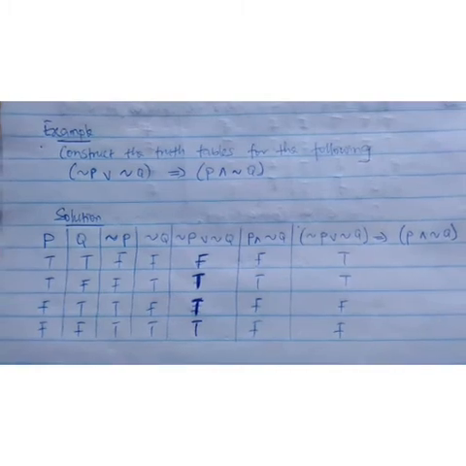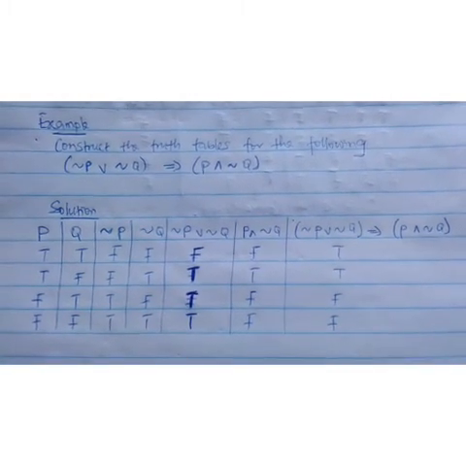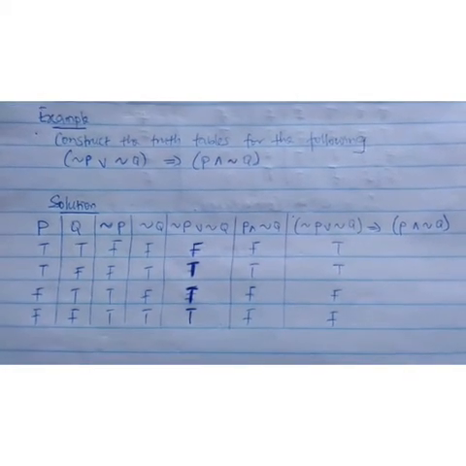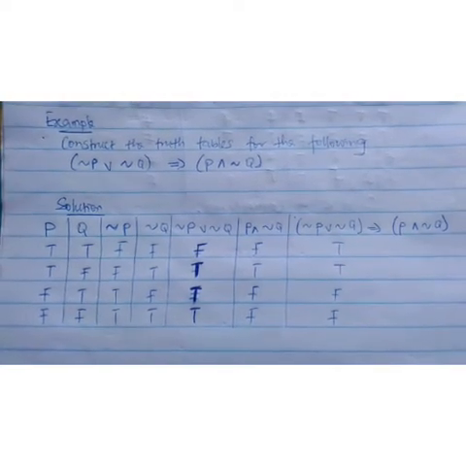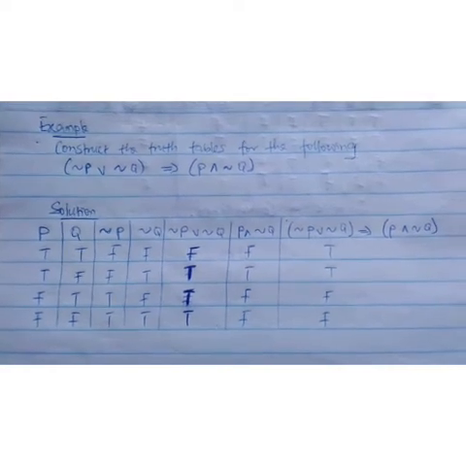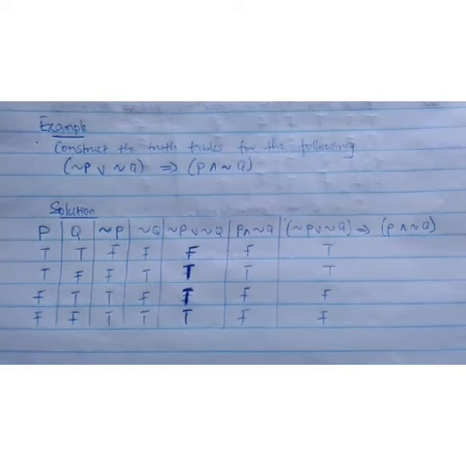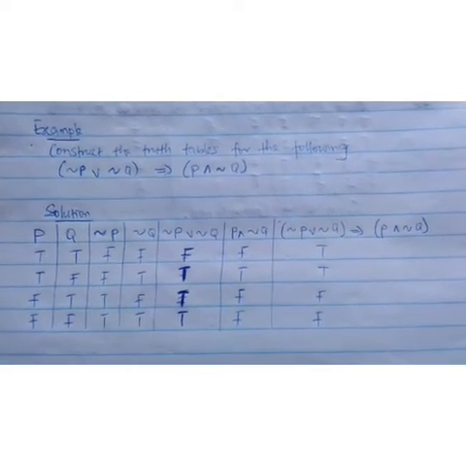Example: construct the truth table for the following. If not P or not Q, then P and not Q. Now, to solve questions on truth tables, you have to solve it as though you are expanding the brackets. So you find it individually, then find the one that's in the bracket, then you solve.